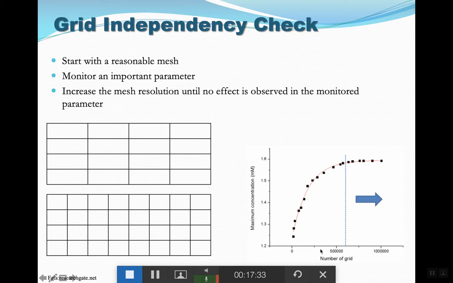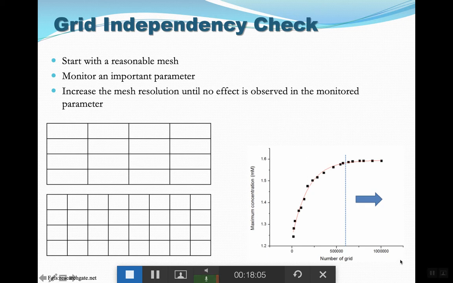So what I would do is keep increasing my grid number of cells until I get such a graph. Meaning, you see, after a while, by changing the number of cells, the results almost stay the same. And this would be the grid I will be using. Why? Because at this point, this is the least number of cells that I can use to achieve grid independency.